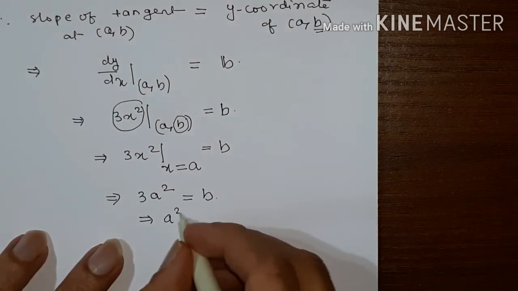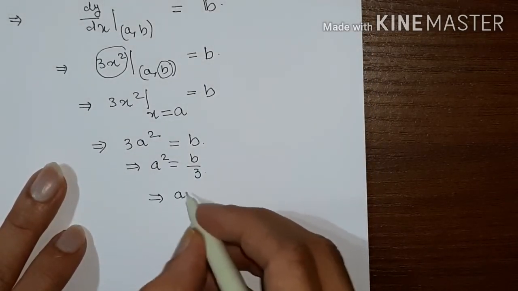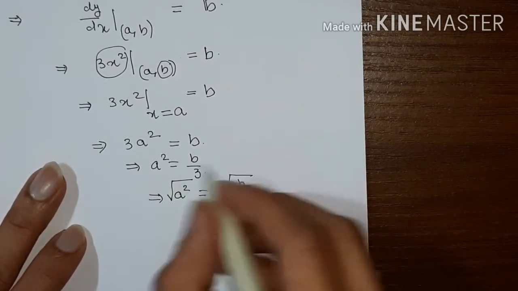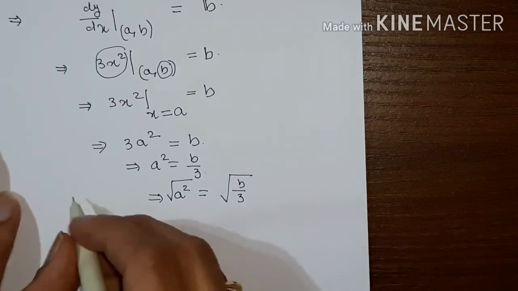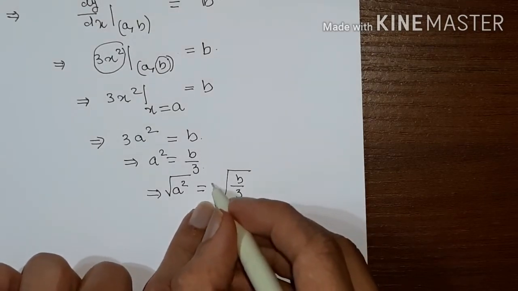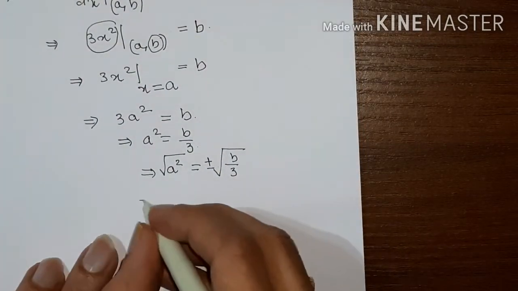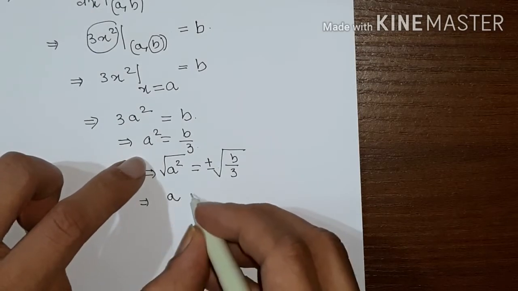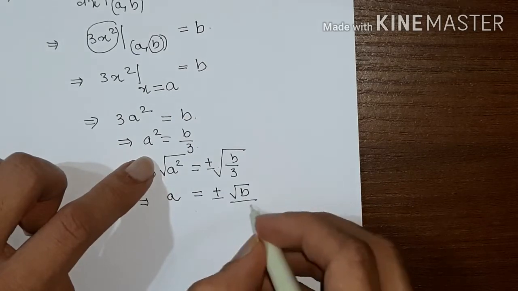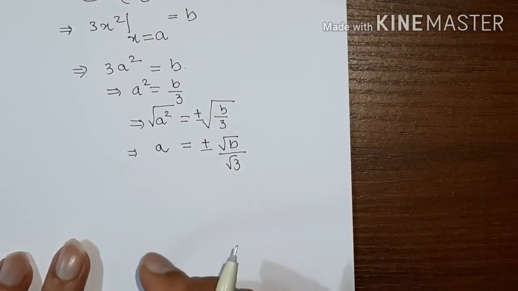So that means a square is equal to b divided by 3, and so root of a square is equal to root of b by 3, by taking the square root on both sides. Now when you take the square root, you have to be careful: you have to take plus or minus. So root of a square is a, which is equal to plus or minus root of b divided by root of 3.